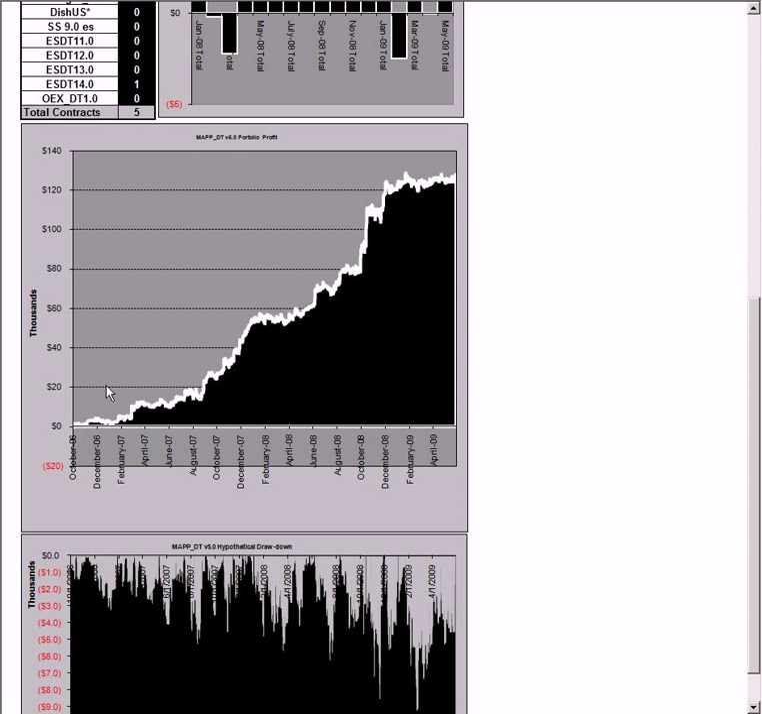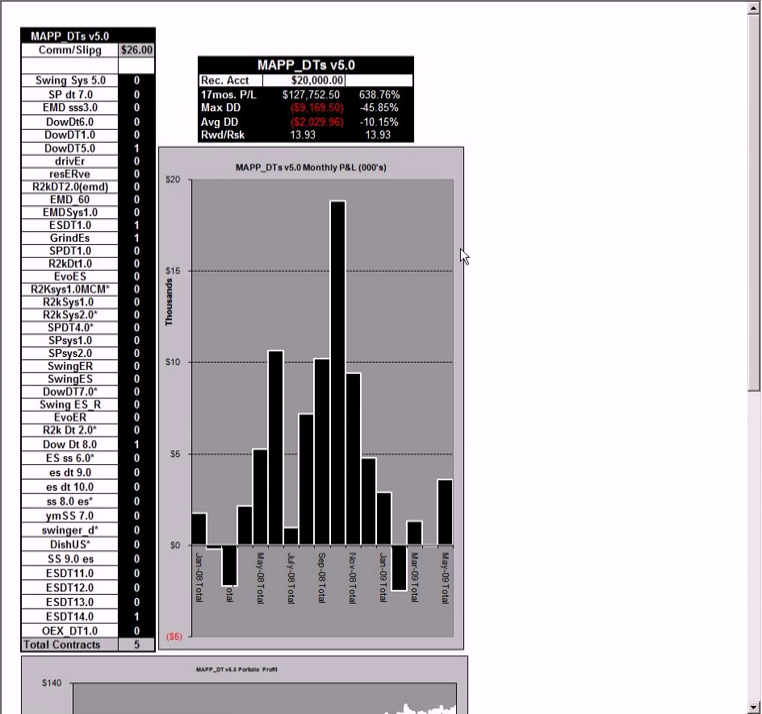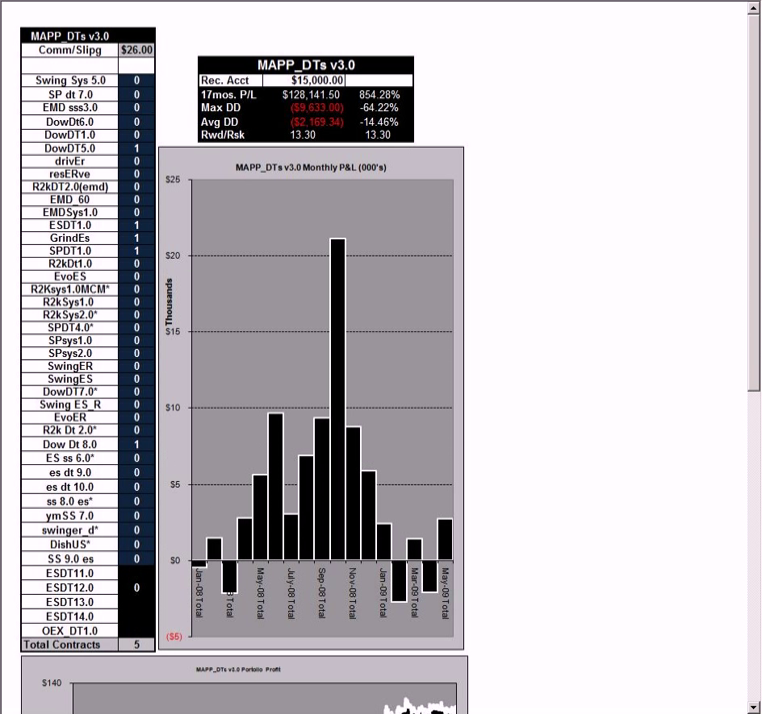There's your actual equity curve. Wow, very impressive has been the case over the last 17 months, and these are your drawdowns. These are your maximum drawdowns. So we have a drawdown, then we make money, but these are just representing the drawdowns. The average drawdown being about 10% of a $20,000 account. So that's MAP DTS version 5.0.